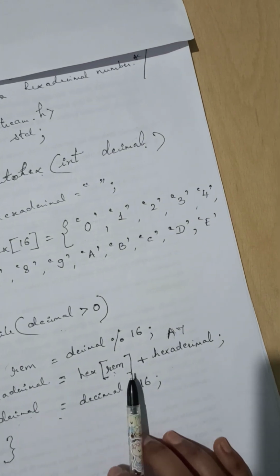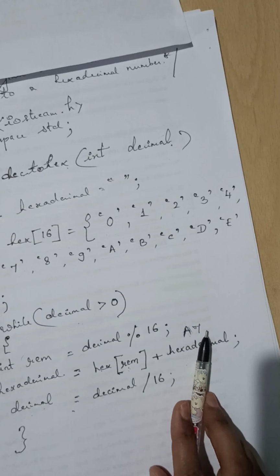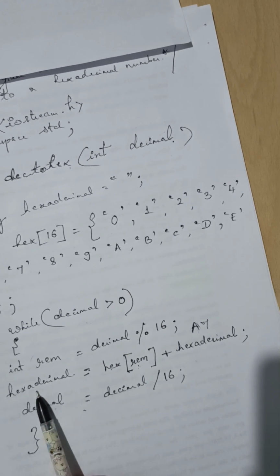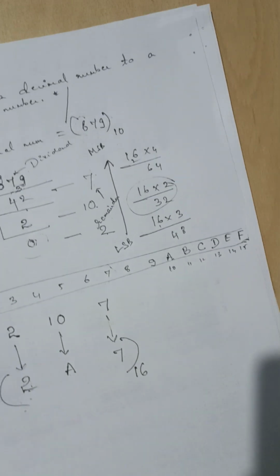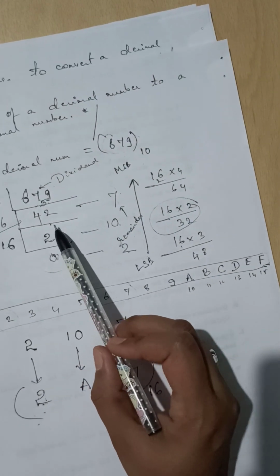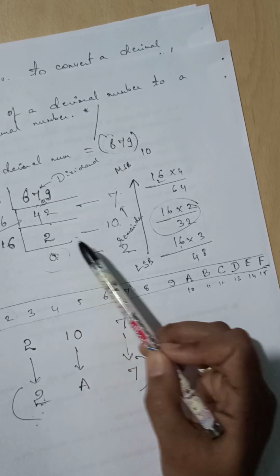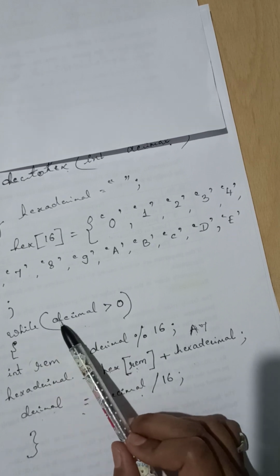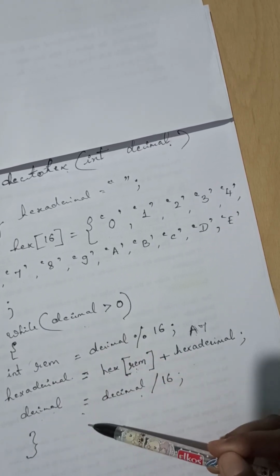Okay, so now we got the remainder as A. So it is concatenated with the previous remainder 7. So now what is the hexadecimal value? A7. Alright, now what is the quotient? What is the quotient when we divide 42 by 16? We got 2. So now check the condition. 2, is it greater than 0? Yes, satisfied. So the third iteration takes place.